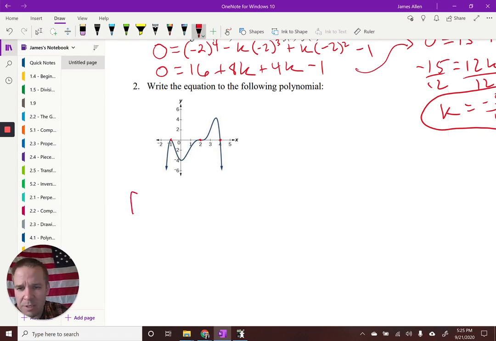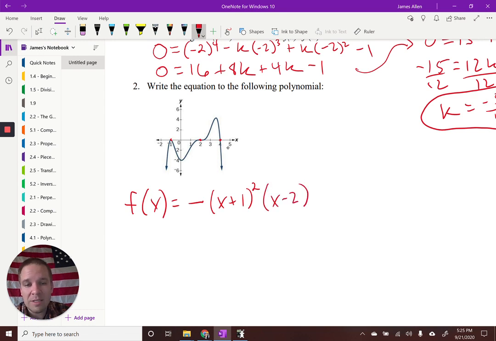We got our factors, and I'm going to throw an f of x, and it looks like this is going to be a negative function, right? And it's going to be an even power overall because they're both going down. I'm basing it on the end behavior there. Okay, so I'd have x plus 1, and that's squared because it's bouncing. Then I have x minus 2, and that's to the third power we said. And then we have x minus 4.